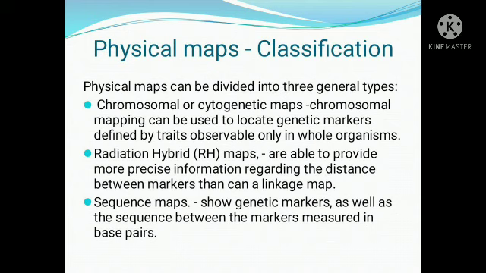So a chromosomal or cytogenetic map is a mapping or locating of the genetic markers of the whole chromosome of an individual. A radiation hybrid RH map is just like a linkage map, giving the difference between the two markers. And the sequence map gives us where the markers are located and what the difference is between the two markers.